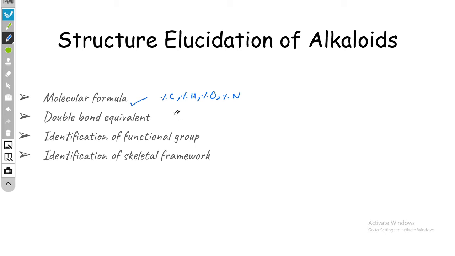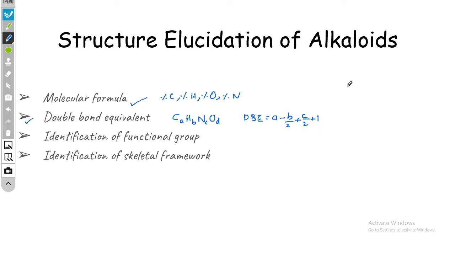For a general molecule having a molecular formula CaHbNcOd, the number of double bond equivalent is equal to a minus b by 2 plus c by 2 plus 1. So, why are we calculating the double bond equivalent?